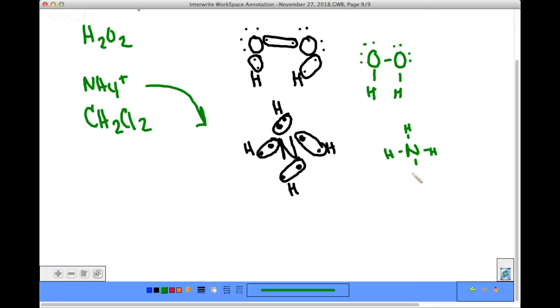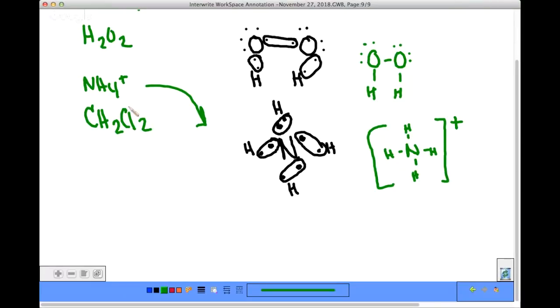And because this is a charged particle, you need to put brackets around it to show that that's a unit and that the charge is on the outside. So when it has either a plus or a minus, it's a cation or an anion, you want to put brackets around that structure, and you want to put the charge, whether that's a +1, a +2, a -2, or whichever one that is.